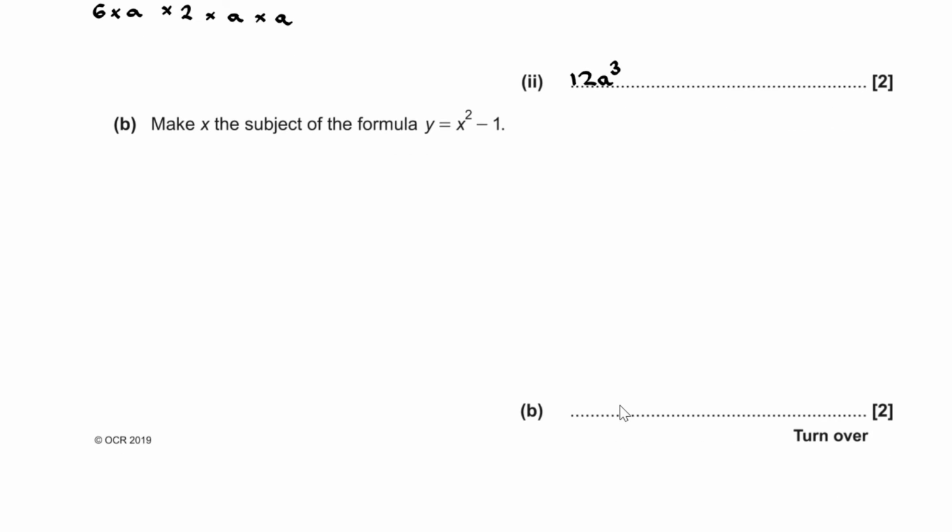And now for part B, we have to make x the subject of the formula y equals x squared minus 1. Well, over here, if we add 1 to both sides, you will find x squared to equal y plus 1, and if we square root, x is equal to y plus 1 square rooted. So we have x equals y plus 1 square rooted, as we see here.